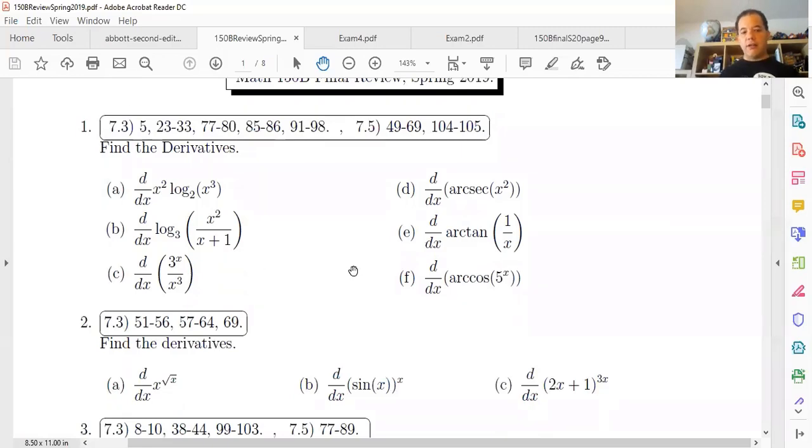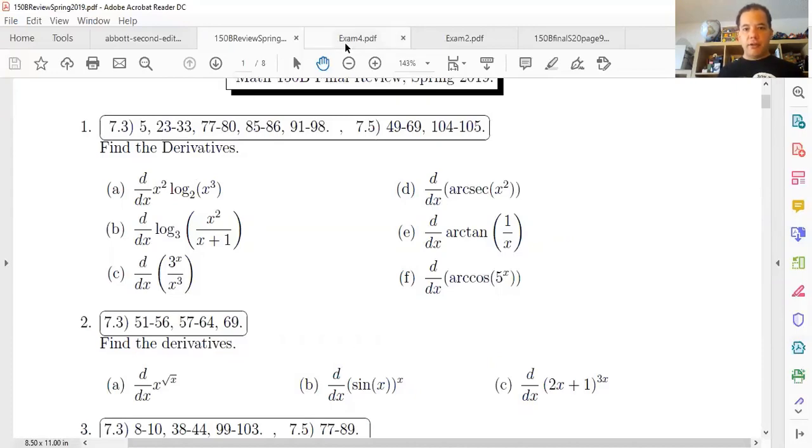It's sort of in chronological order, in the order in which we cover the topics, starting from the very first section we did this semester, 7.3. And so we're going to go through those problems. But before we do that, I wanted to give you an overall sense of all the material that we've covered throughout the semester. So let me show you.